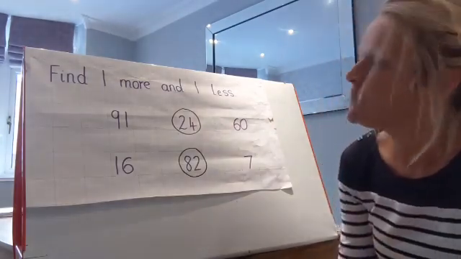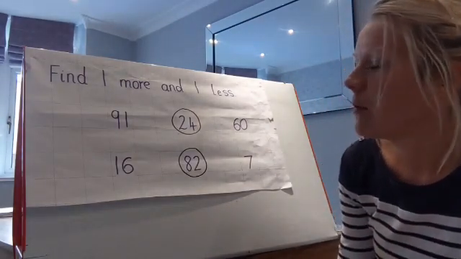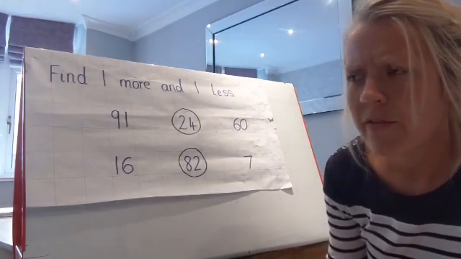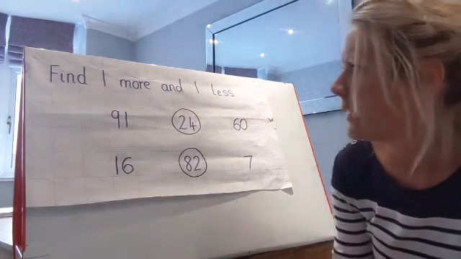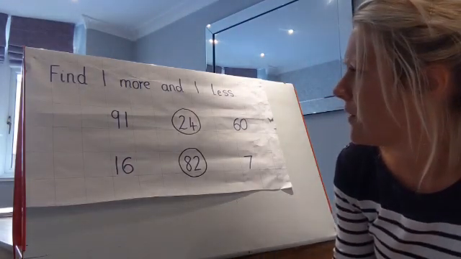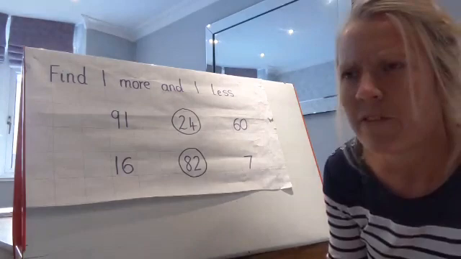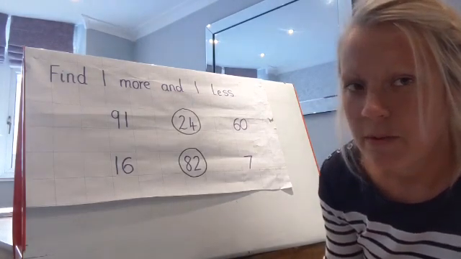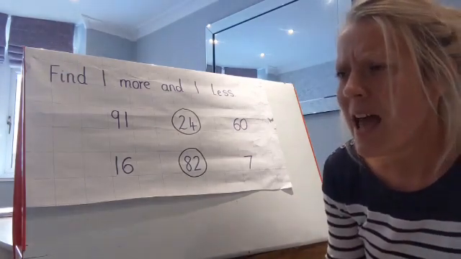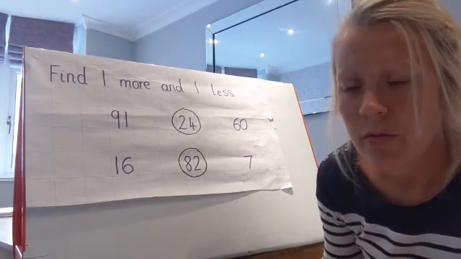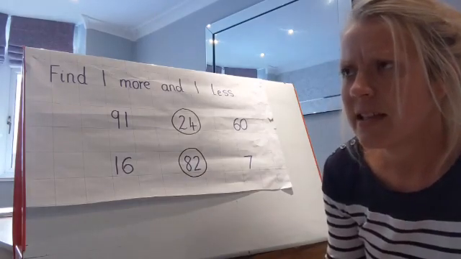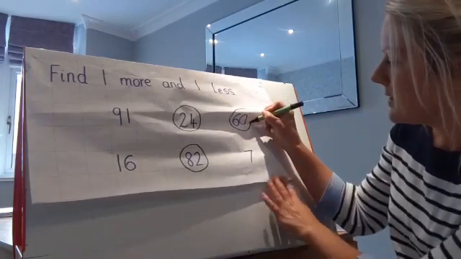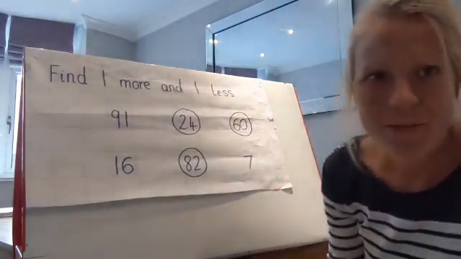Okay, ready? We're going to do 1 more. This time, I want you to circle the number that is 1 more than 59. 1 more than 59. What's 1 more than 59? It's quite a tricky one. I'm going to give you another clue. It's 1 less than 61. 1 less than 61. That's right. Number 60. Did you all get that?